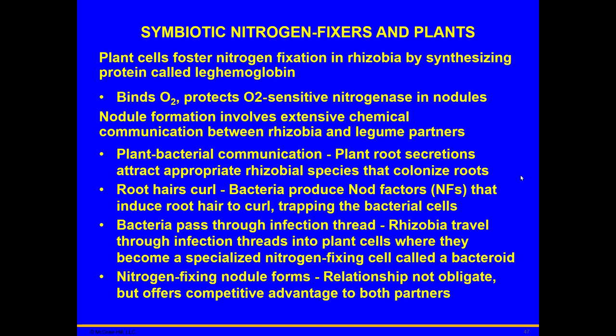The plant root secretions attract appropriate rhizobial species that colonize the roots. Then you have the root hairs. Now, you've probably seen root hairs a little bit. They're much finer than the roots themselves, but they're sort of the beginning of new roots, but they're very fine and they're very small. And what happens is when root hairs grow out, the bacteria produce what are called nod factors. And this is what causes the root hair to curl. And it traps the bacterial cells inside of that. The bacteria pass through their infection thread, and the rhizobia travel through the infection threads into the plant cells, where they become specialized nitrogen-fixing cells called bacteroids.